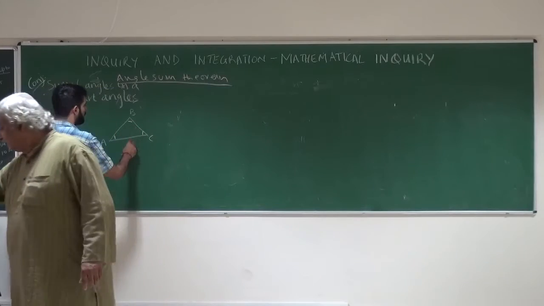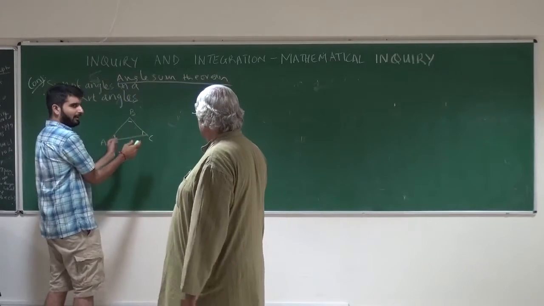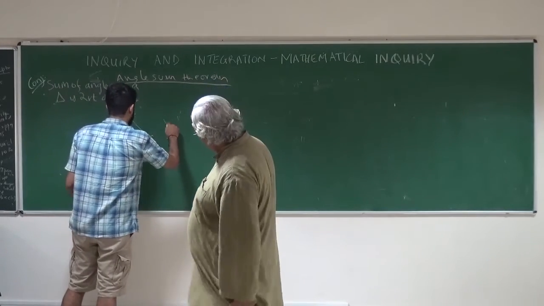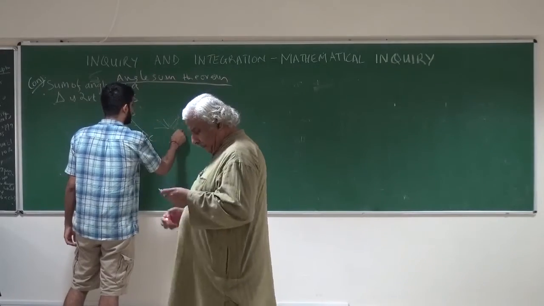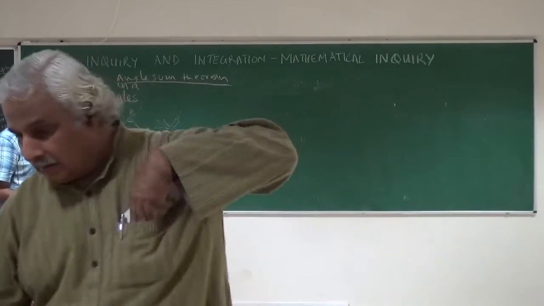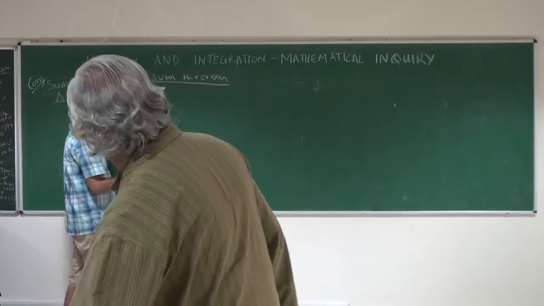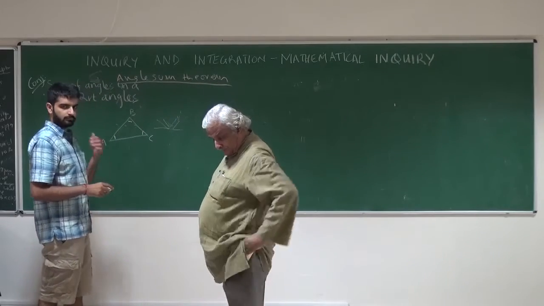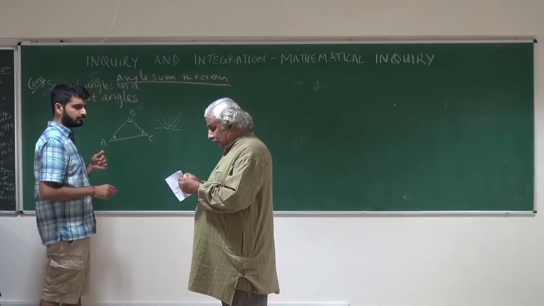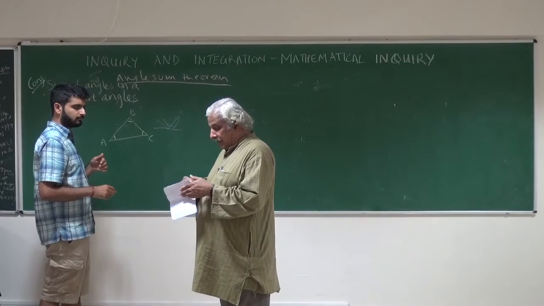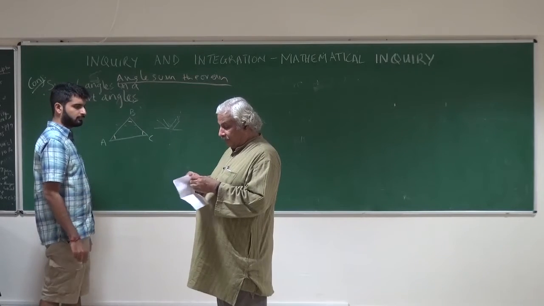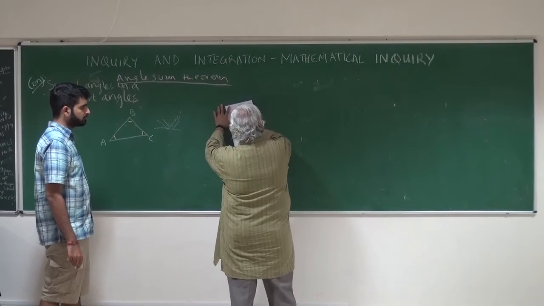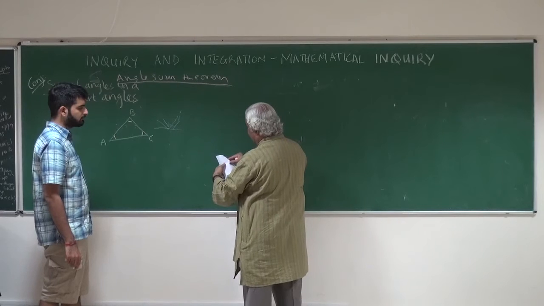Another way of doing it is cutting out these bits and putting them side by side, which many students actually do in schools. So you take B, you cut out that bit, you put it here, you take A and you put it here, and you'll see that it'll add up to a straight line. Let me take a piece of paper and demonstrate that. Here's a piece of paper and I draw a triangle like that and I cut it, I can cut it like this, right?